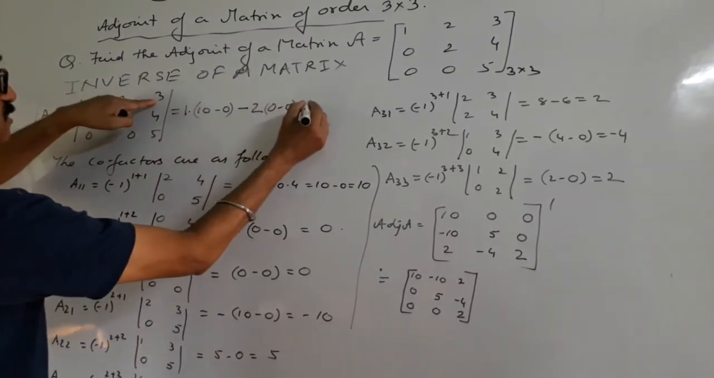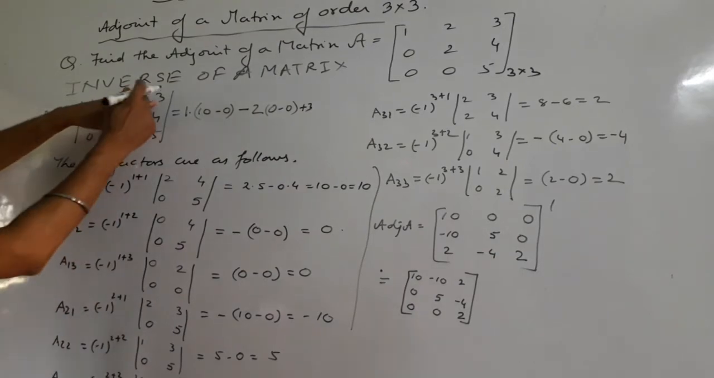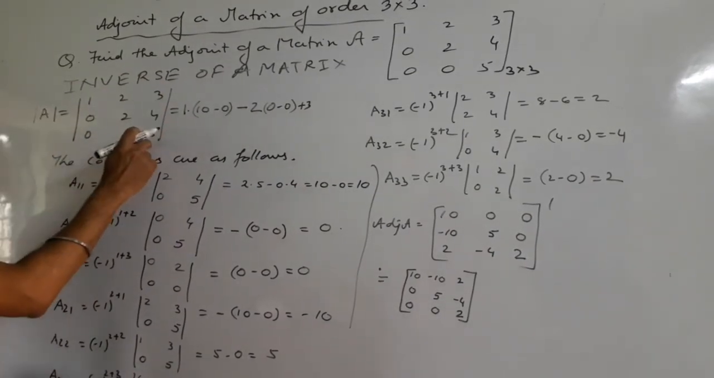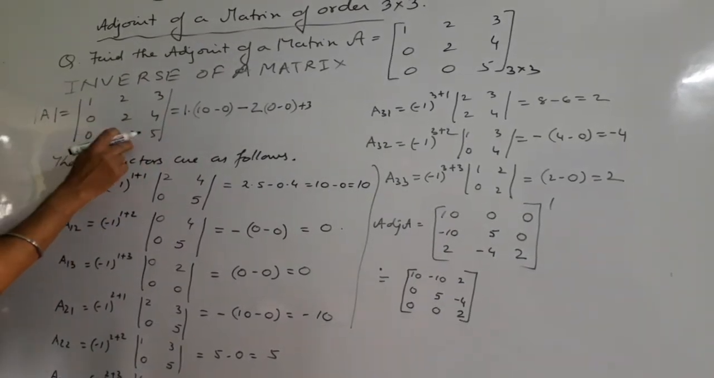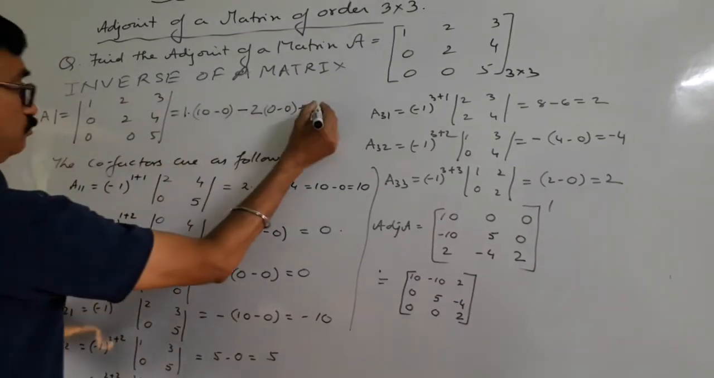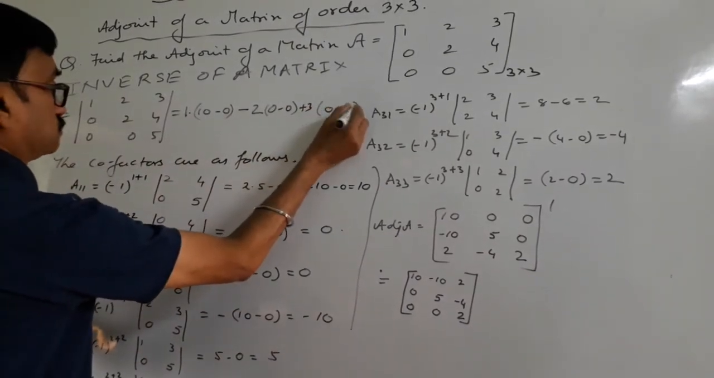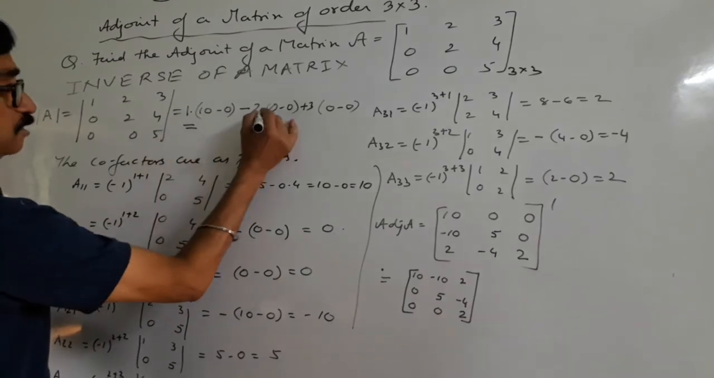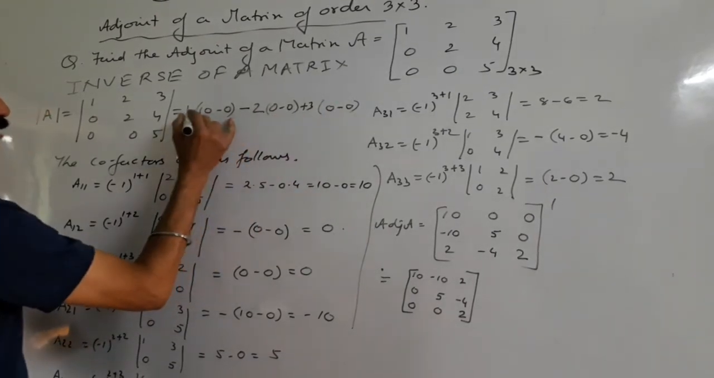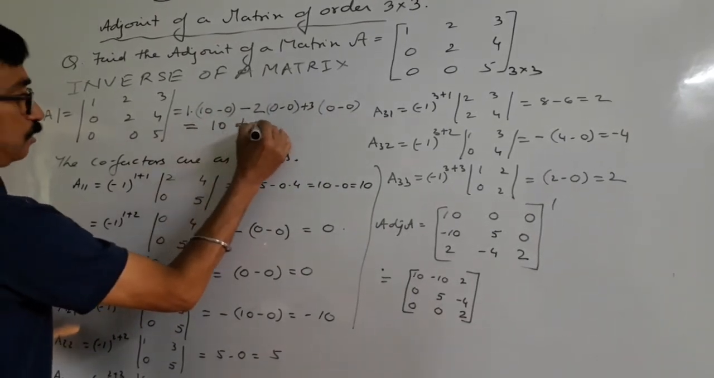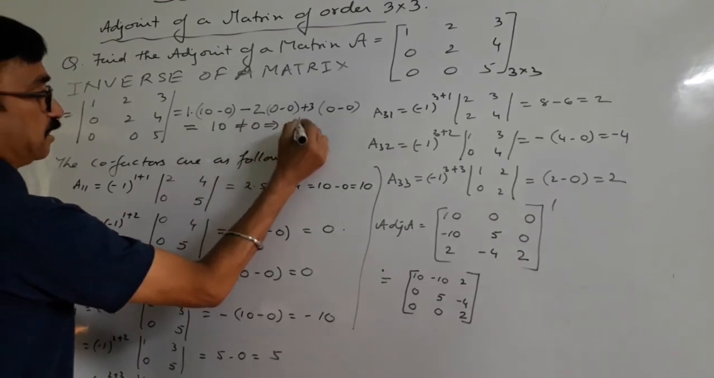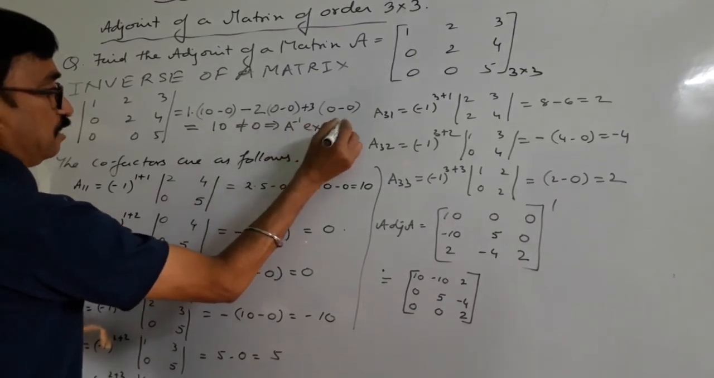Now comes plus 3. The first row and third column are deleted, again it comes 0, and here also 0. So 0 minus 0. Again it is 0. The determinant comes to 10, which is not equal to 0, which implies that A inverse exists.